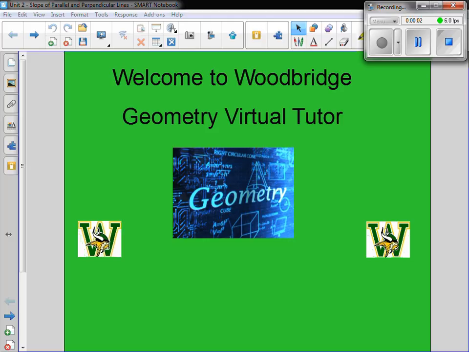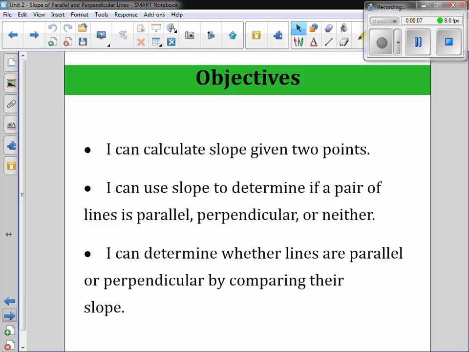Today we're going to be talking about parallel lines. Our first objective is to calculate the slope when given 2 points, use the slope to determine if a pair of lines is parallel, perpendicular, or neither, and determine whether lines are parallel or perpendicular by comparing their slope.